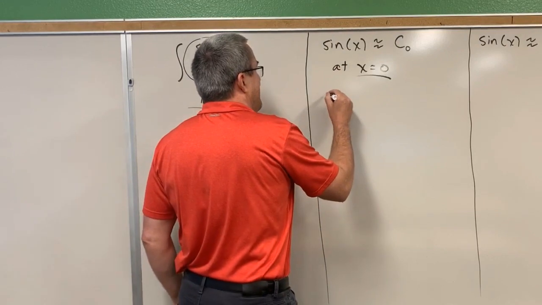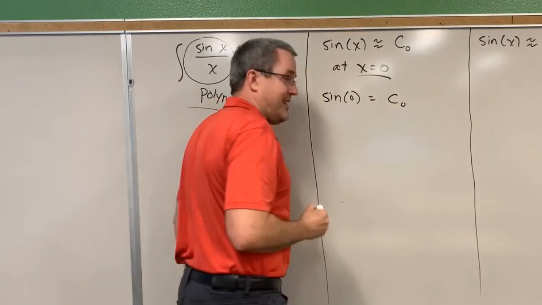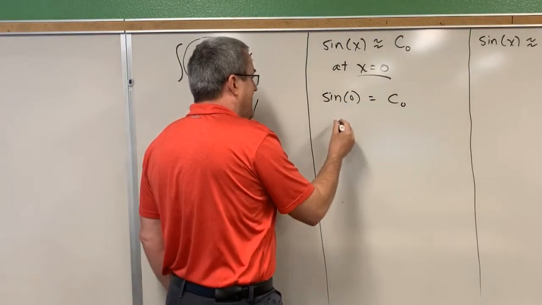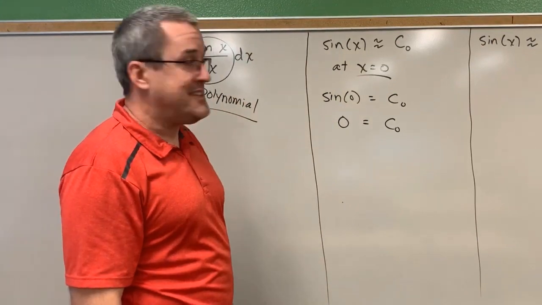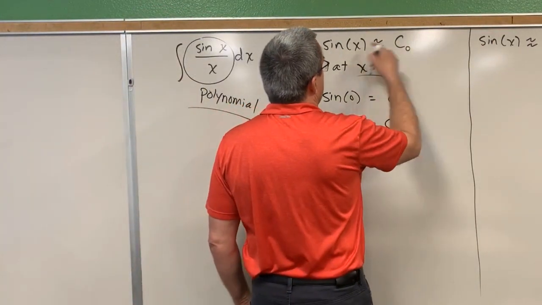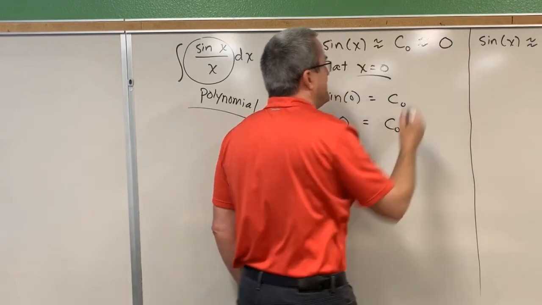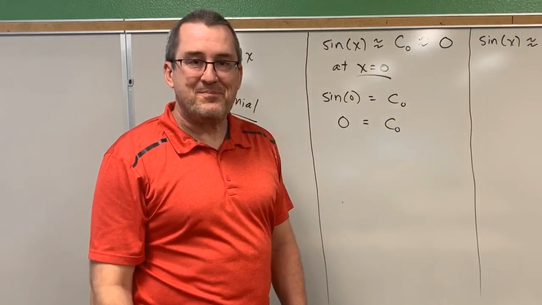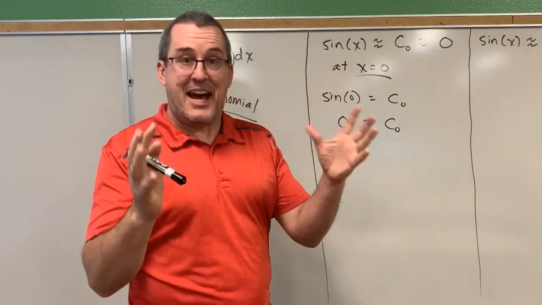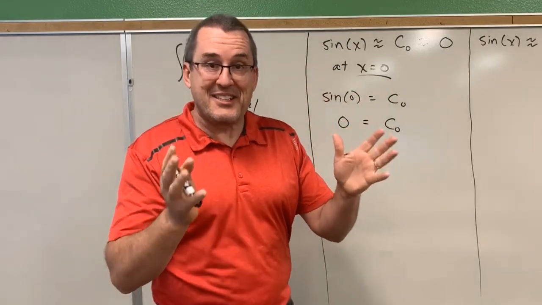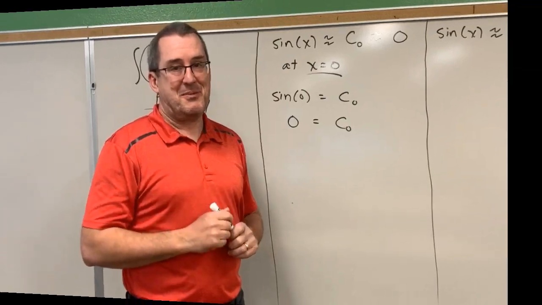So watch this. If x equals 0, then the sine of 0 will be that constant function. The sine of 0 is 0. And so that constant function is 0. So we're going to make a claim here that the sine of x is approximately equal to a constant function, and that function is the function 0. Now, we're going to bounce over to Desmos, and I'm going to show you that this is actually true. The sine of x can be modeled by, represented by this constant function. Let's go to Desmos and see it.